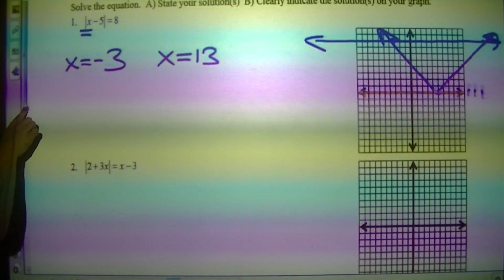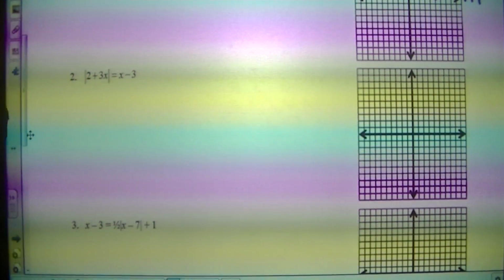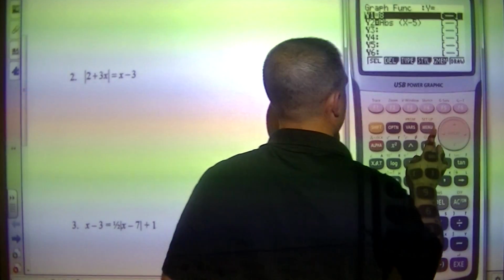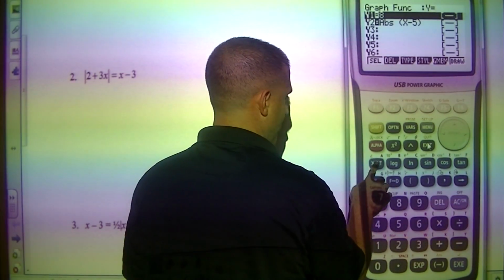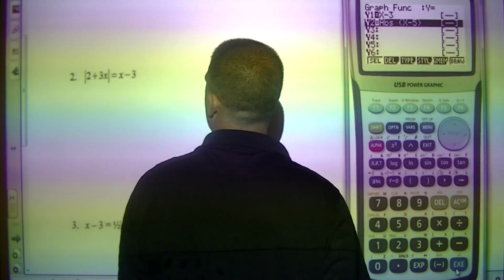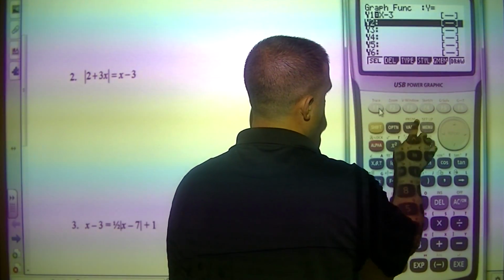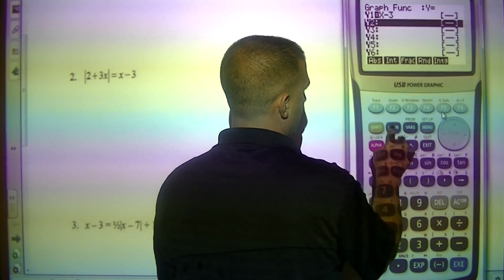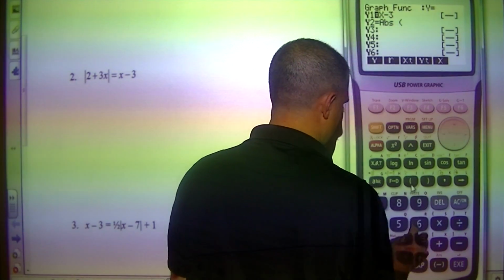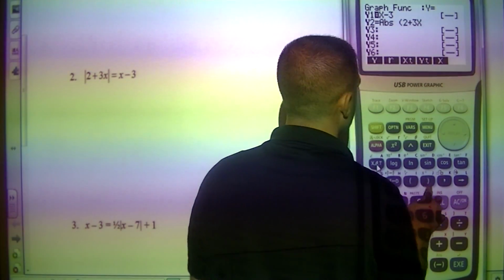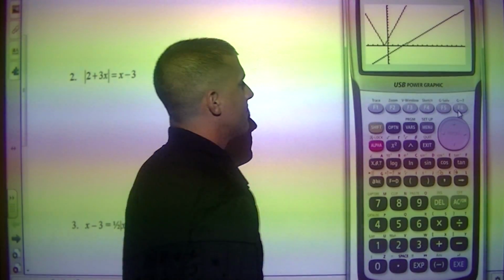For this one, you do the same thing. So I'm going to go to exit. I'm going to graph x minus 3 on the right side first. On this other side, I'm going to delete that. I'm going to do option num ABS, 2 plus 3x. All right, draw.